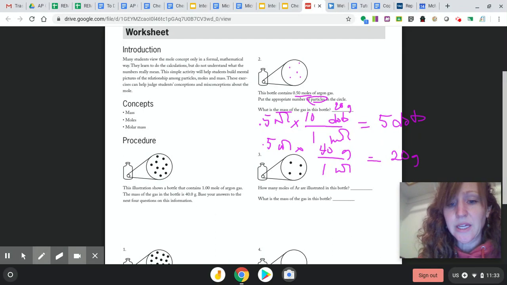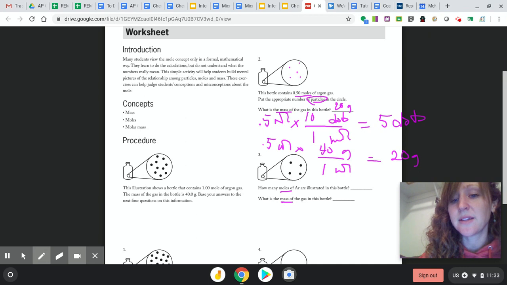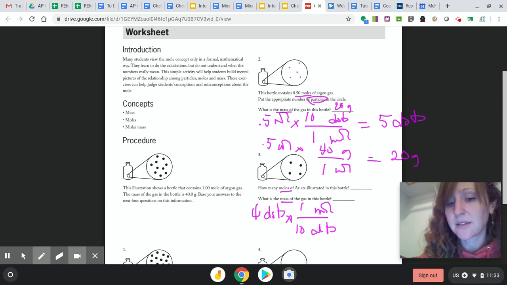Let's do 3. How many moles of argon are in this bottle, and what is the mass? So they're starting me on dots. I have 4 dots. And let's convert this many dots to moles. So I know that 1 mole is equal to 10 dots. So I must have 0.4 moles.